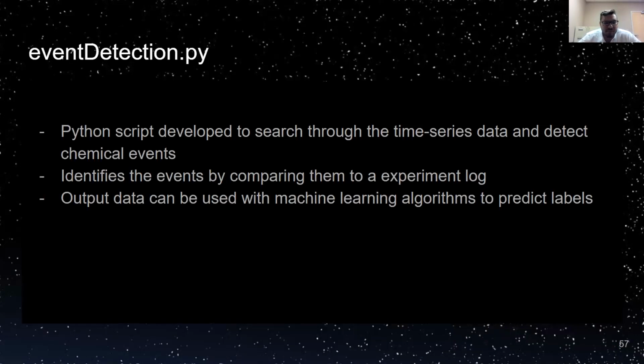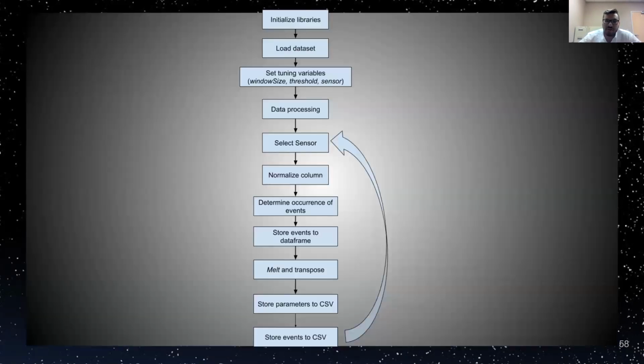Event detection is a Python script that was developed to search through the time series data produced by the signal collection and detect chemical events. It identifies the events by comparing them to a manual experimental log of recorded chemical deposits. Our output data from this can be used with the machine learning algorithms to predict the labels of these chemical events. So again, another flow chart.